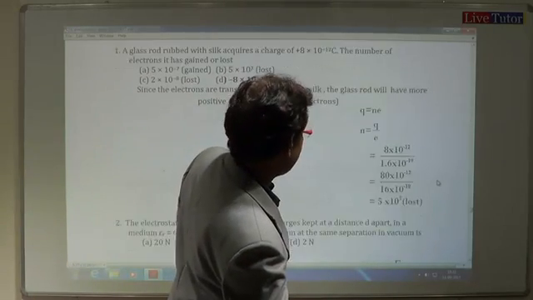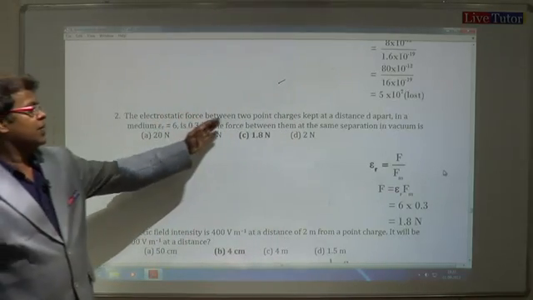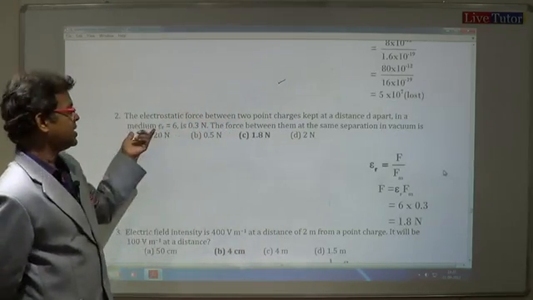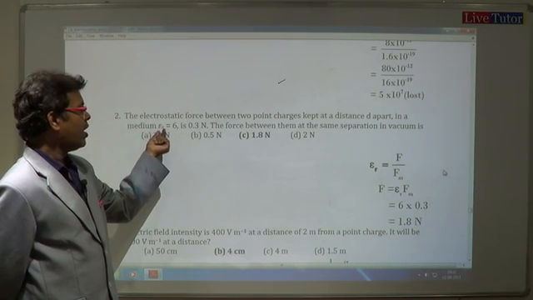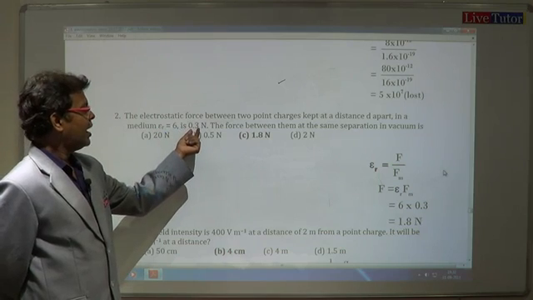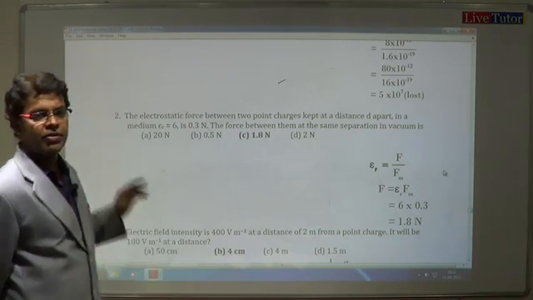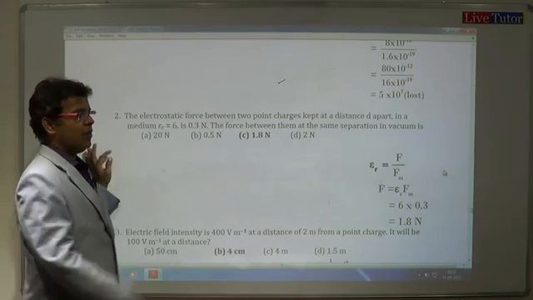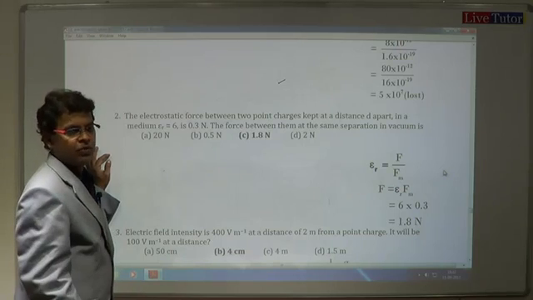The second question is: the electrostatic force between two point charges kept at a distance apart in a medium of epsilon r is 6, and the force is 0.3 Newton. What is the force between them at the same separation in vacuum? So there are two charges, the force between two charges we have studied, isn't it?